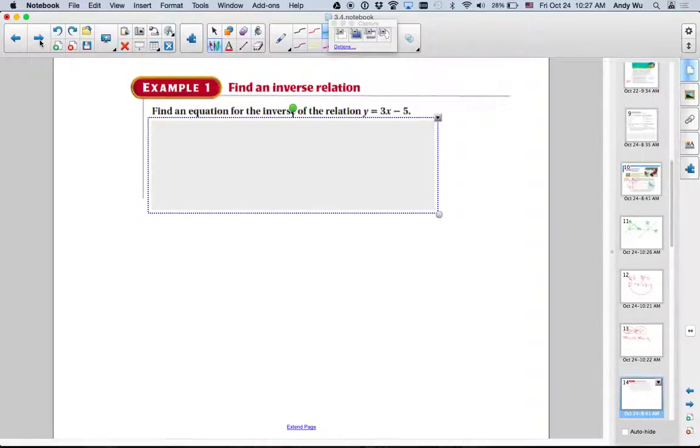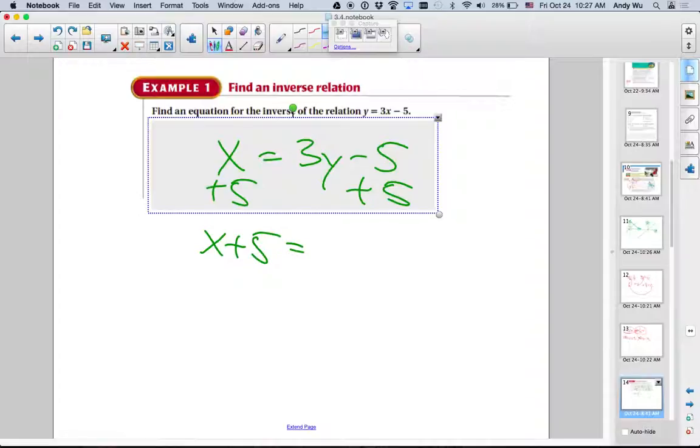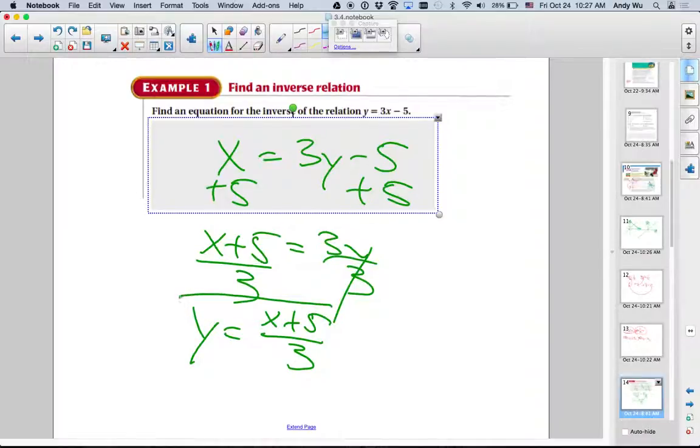find the equation for the inverse relation of y equals 3x minus 5. To find the inverse function, you simply switch the x and y. So you would write x is equal to 3y minus 5. And forcing my inverse function to flip x and y, I'm going to write it as a function again by isolating the y. So plus 5 on both sides. x plus 5 is equal to 3y, divided by 3. I have y is equal to (x plus 5) over 3. So this inverse function is the inverse of the original y equals 3x minus 5.